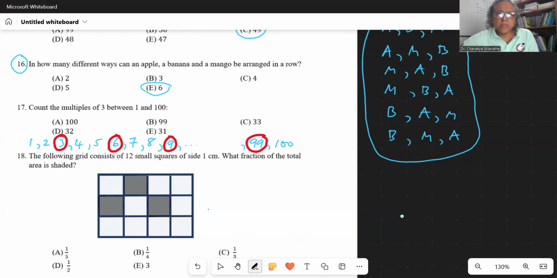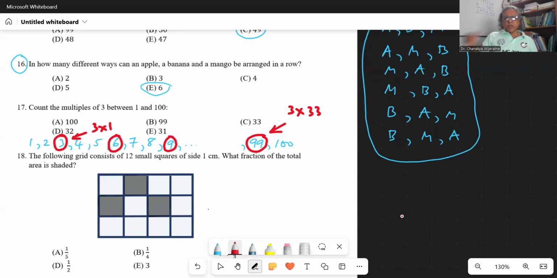So this is the last multiple, 99. You can see that this is actually 3 times 33, and what is this? It is 3 times 1. So when we take multiples, the first one is 3 times 1, the second is 3 times 2, and this is 3 times 3. So you can see that we go all the way up to 3 times 33.